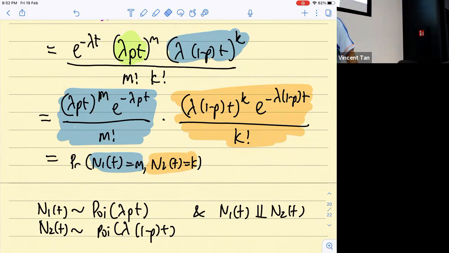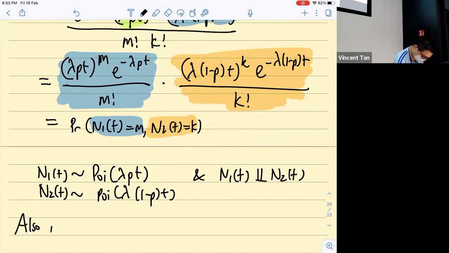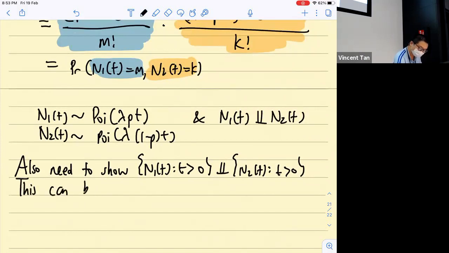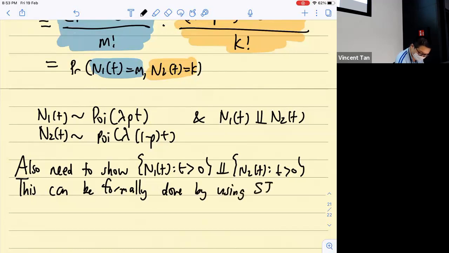But we are not done. We have only shown that these two random variables are independent. We have not shown that the two processes are independent. We have done the majority of the job, which is to show that these two random variables have the desired Poisson distributions. But we also need to show that the entire process N1 of t is independent of the entire process N2 of t. This can be formally done, though it's a bit painful, by using the stationary and independent increments of the individual N1 and N2 processes. So this we will not do.